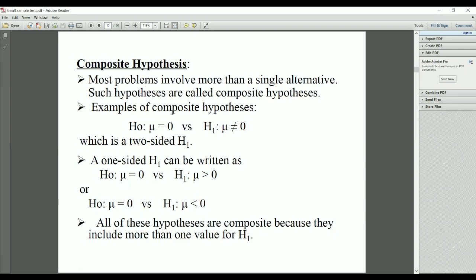If it is given with a greater than sign or less than sign, this is a one-sided hypothesis; two-sided means not equal to. So the one-sided H1 can be written as: H naught mu is equal to 0, and the alternative is mu greater than or smaller than 0. This hypothesis includes more than one value of H1, meaning they can consider mu not equal to 0, mu greater than or equal to 0, or mu less than or equal to 0. So this is a composite hypothesis.